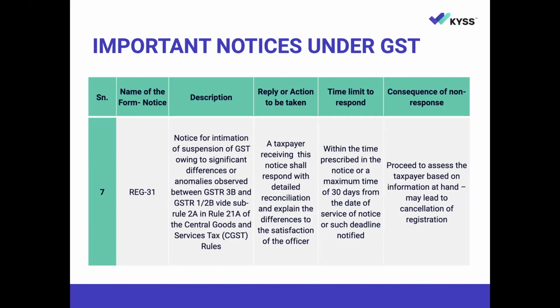So this is another form of notice that the department has started sending, and 30 days time is usually given to explain why the differences are there. And if the taxpayer is able to explain the differences, then the suspension is removed and the taxpayer can continue his business normally.